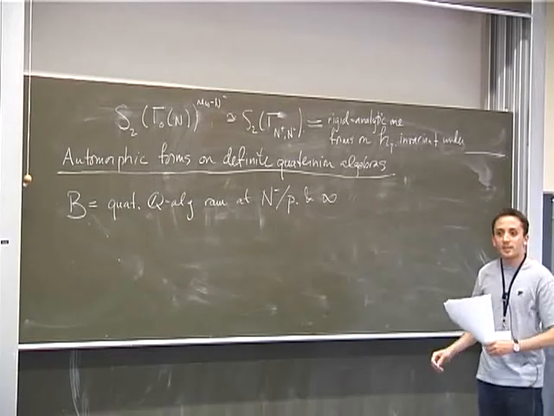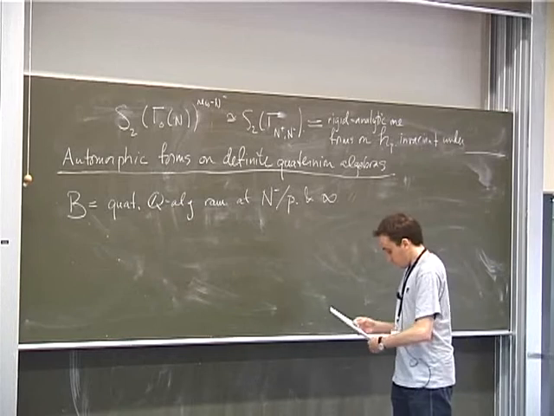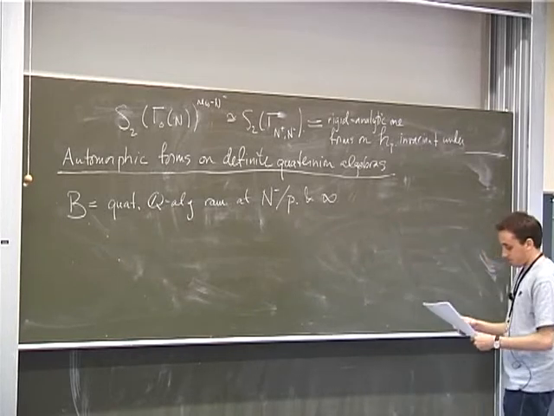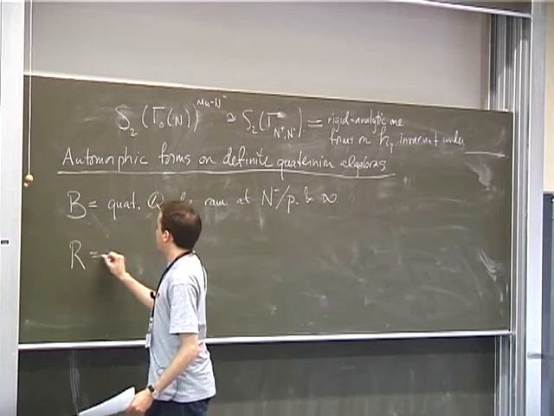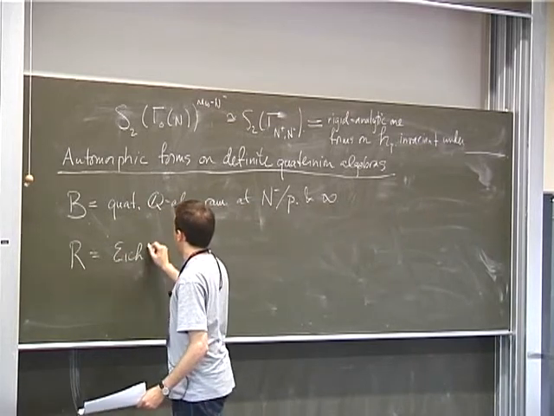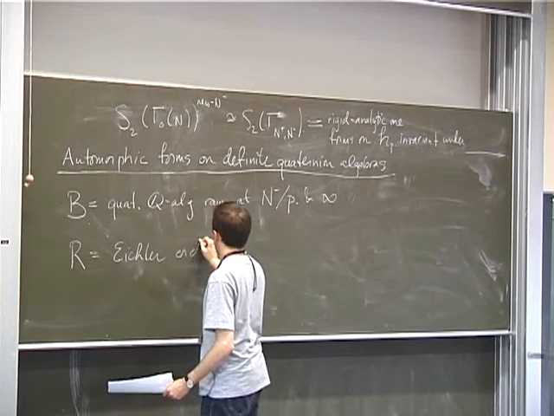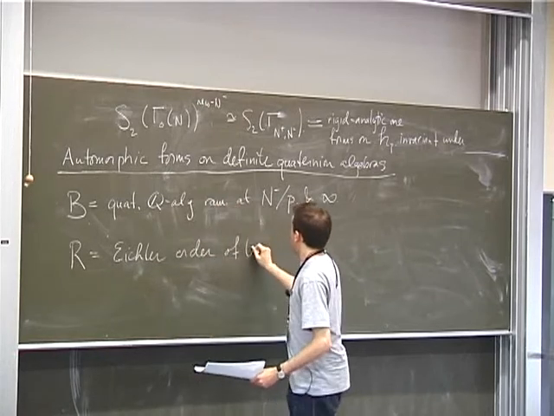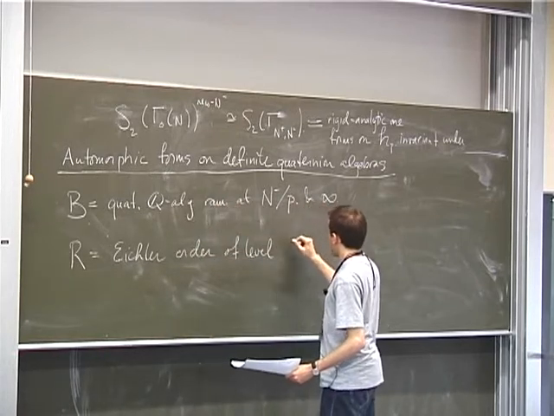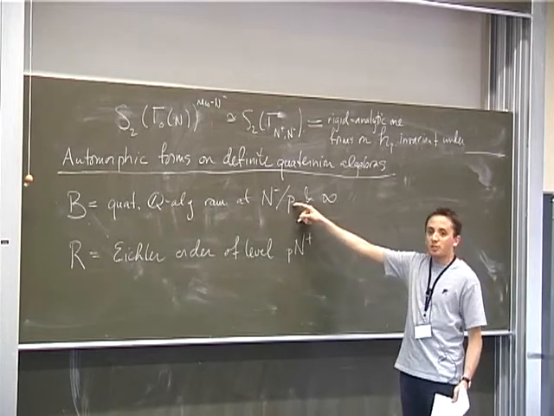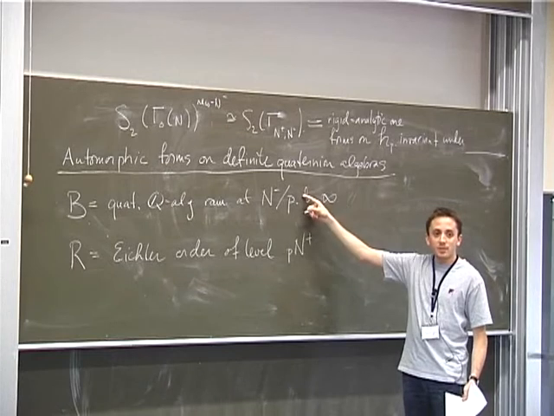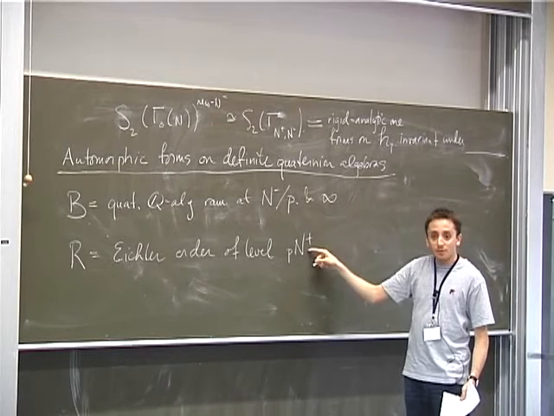So I have this thing compact at infinity. All right. Now, let me let R be an Eichler order of level P times n plus. So I swap P out of the ramification locus, swap infinity in its place, and move P over to the level.